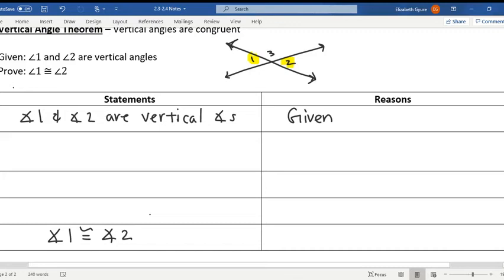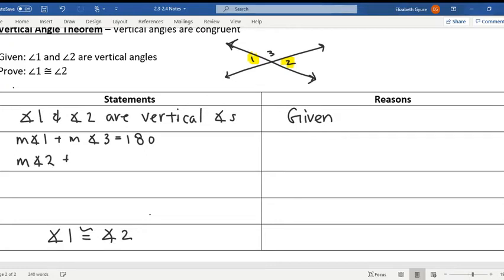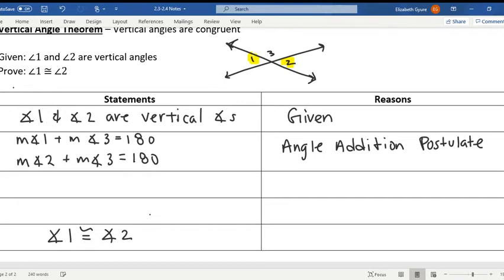So we're going to say that the measure of angle 1 plus the measure of angle 3 equals 180. And in the same line, I'm going to do the same thing with 2 and 3. The measure of angle 2 plus the measure of angle 3 equals 180. I'm combining these into one line because I'm using the angle addition postulate for both. Okay. So that's our angle addition postulate.